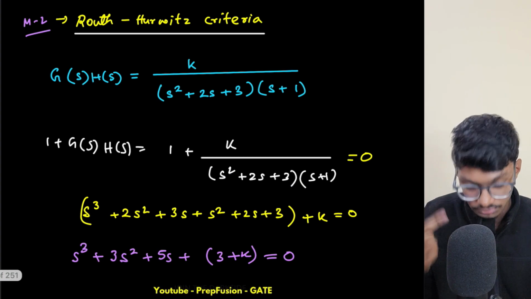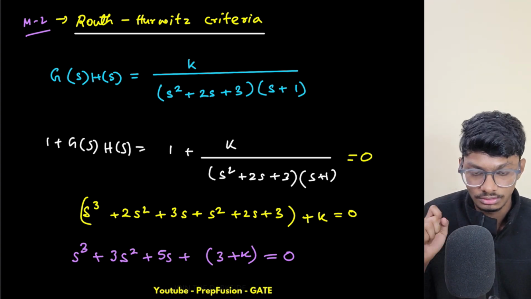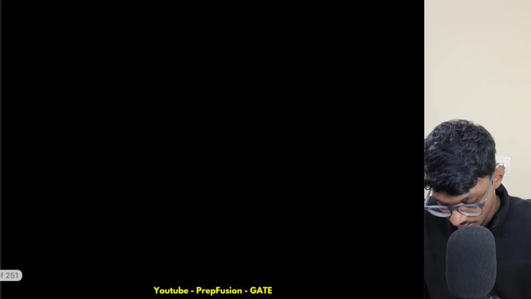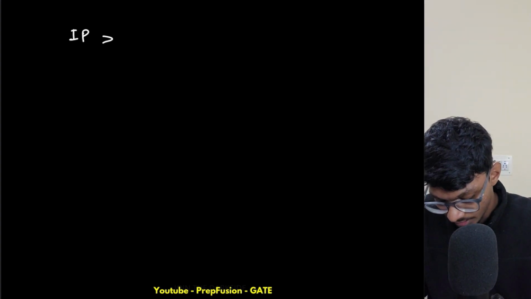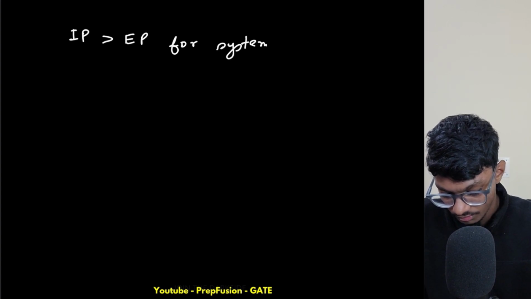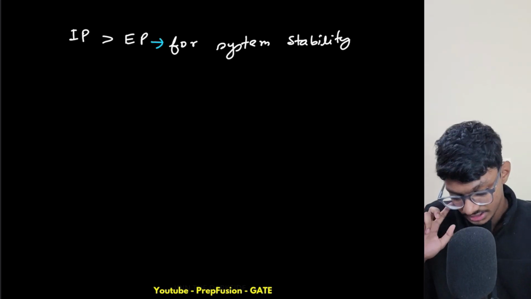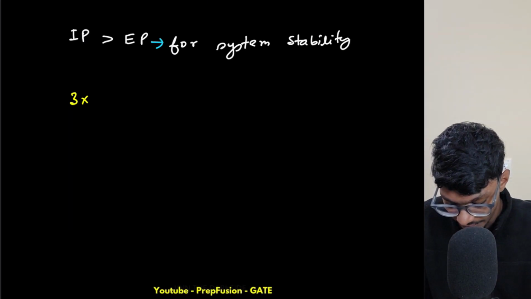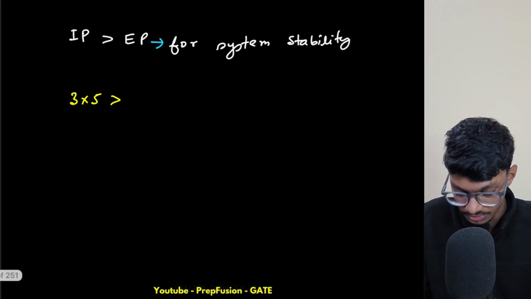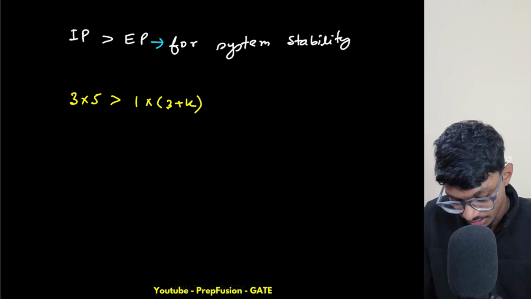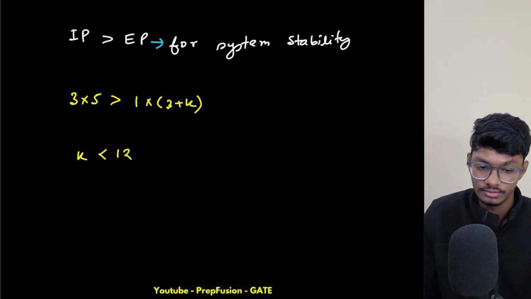characteristic equation is, and from here this is basically telling me about the closed loop poles, basically the closed loop system, right? So now we can use a shortcut. What is the shortcut? The internal product should be greater than the external product for system stability. So what do you do? You make the internal product, 3 times 5, greater than the external product, that is 1 times 3 plus k. So my k from this inequality should be less than 12 for stability.